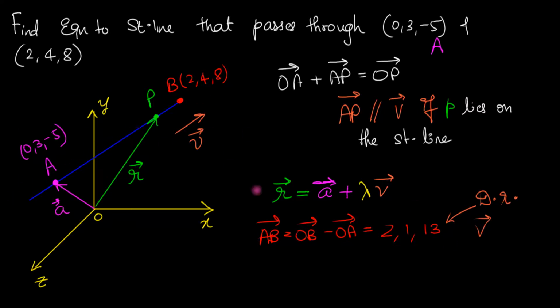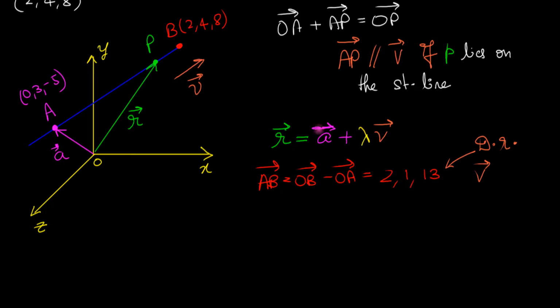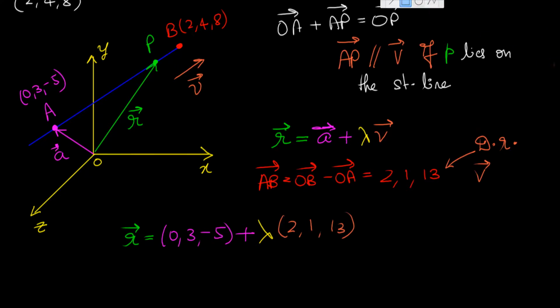That's the vector which is parallel to my straight line, and therefore now I can write the equation to my straight line. It's just going to be R equal to point A. A is any point that lies on my straight line. I could take A, or I can even take B. I'm going to take A in this example. So (0, 3, -5) plus some random constant times V, and I know the direction ratio of V this time. I found it out: 2, 1, 13. Ta-da! There we have it. That is the equation to the straight line that we wanted.